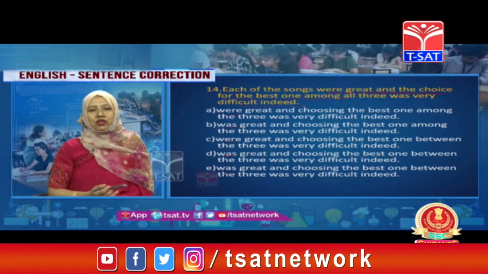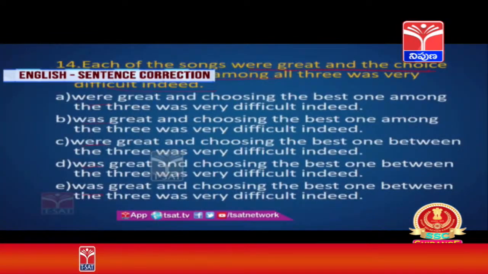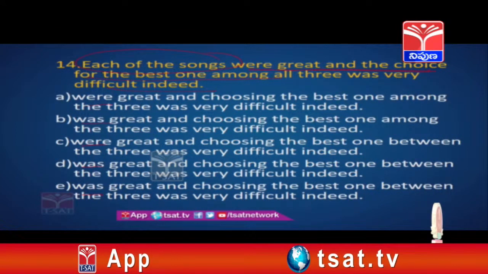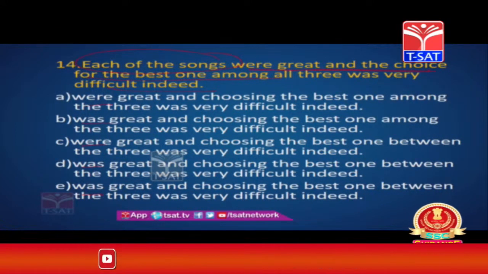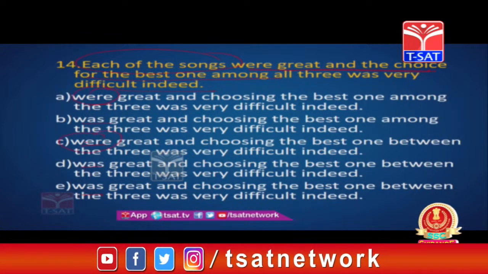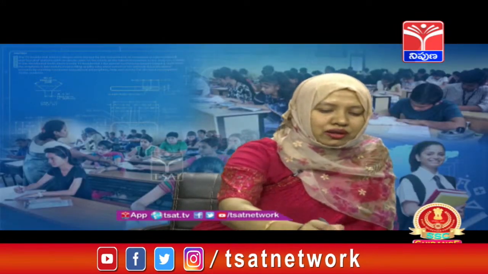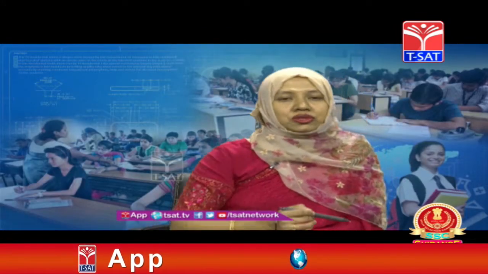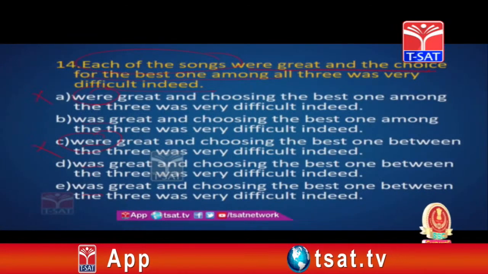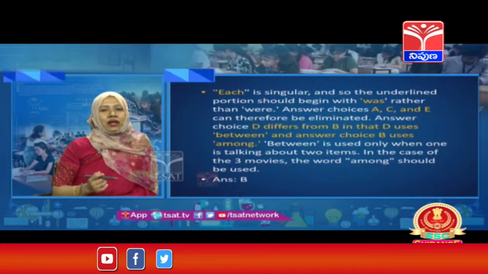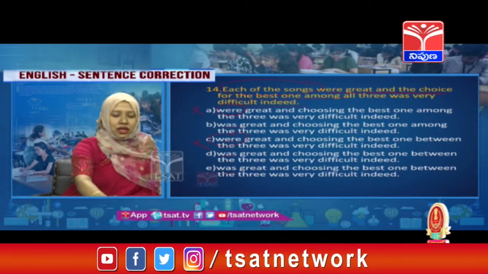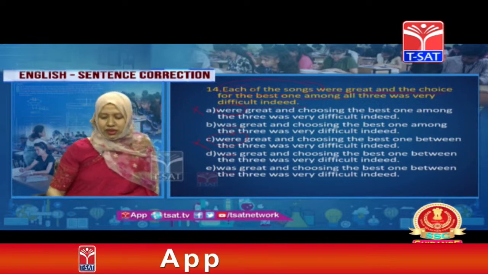Now, how to choose the best option? Each of the songs. Remember the rule when I have explained each. Whenever each is there, the verb should be singular. Singular subject, singular verb. So, we have plural verbs in two options. So, these two options you can eliminate. Now, we are left with three options. Was is there. Out of these three, you have to select which one is the correct one. How will you do it? Options A, C and E are using the verb was, a singular verb. Each is there, so the verb also should be singular.